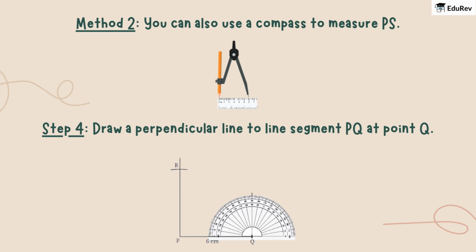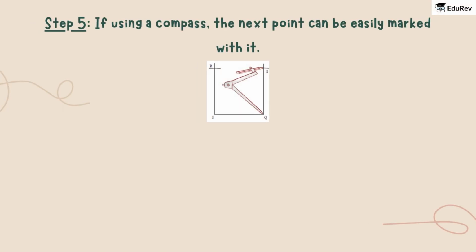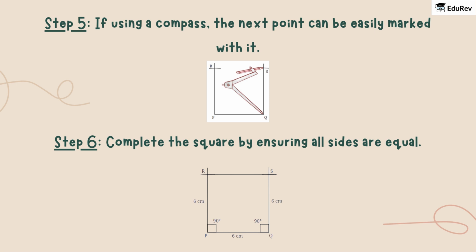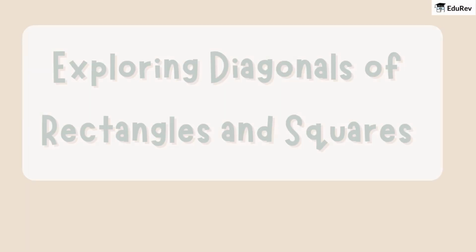Step 4. Draw a perpendicular line to line segment PQ at point Q. Step 5. If using a compass, the next point can be easily marked with it. Step 6. Complete the square by ensuring all sides are equal.